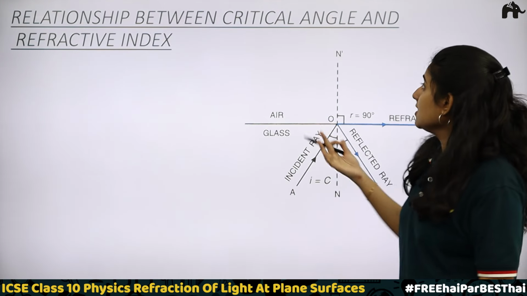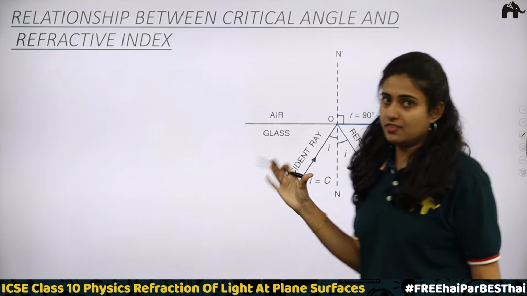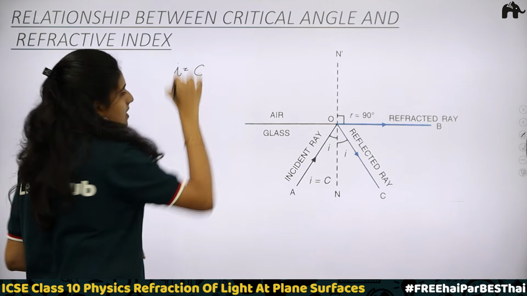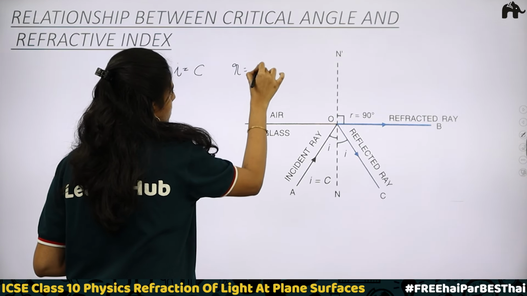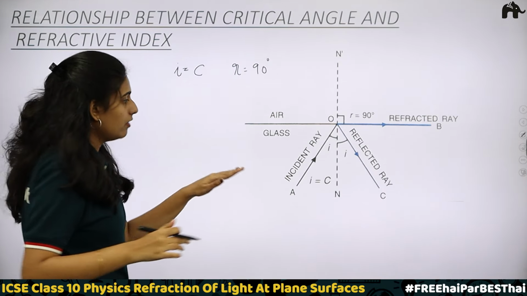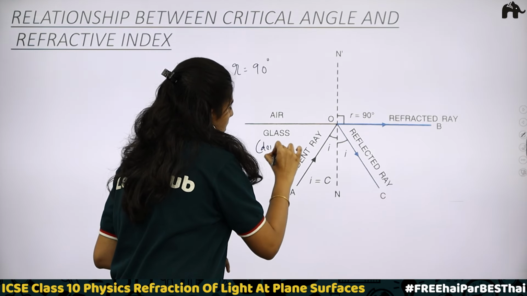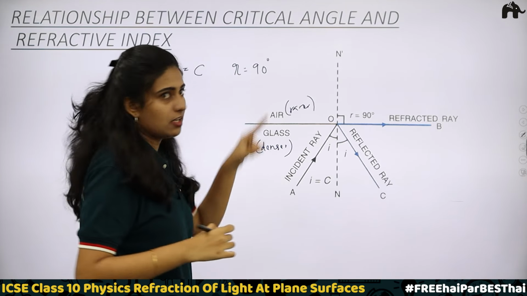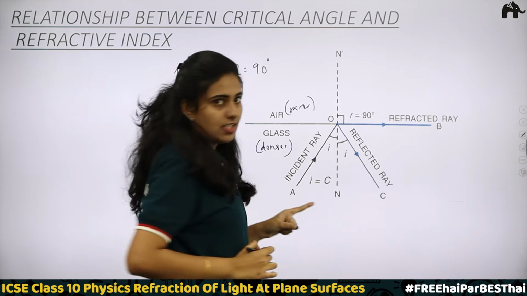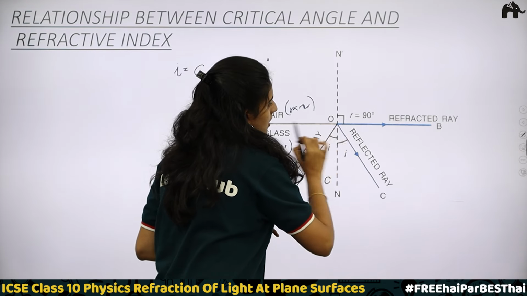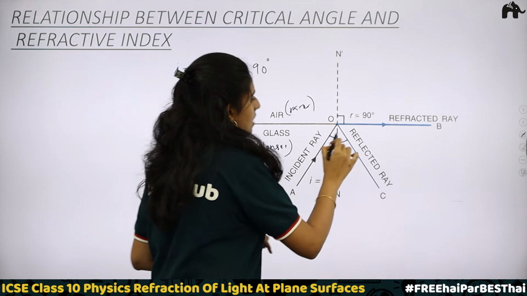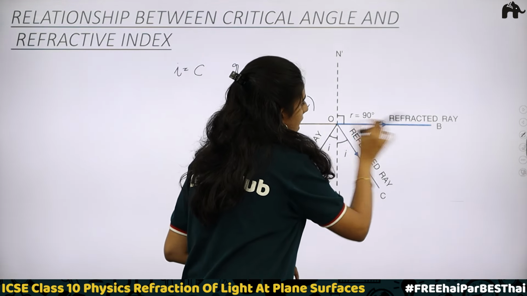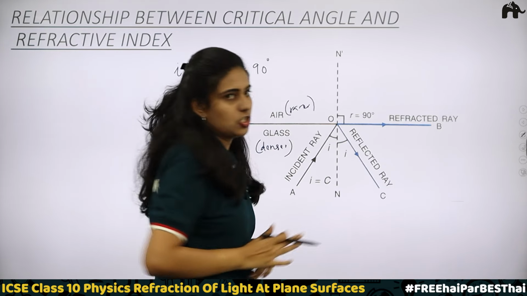Okay. Next is the relationship between critical angle and refractive index. Here we have taken the second case, that is when angle of incidence is equal to the critical angle, we know the angle of refraction will be equal to 90 degree. Here we have two mediums. This is your denser medium and this is your rarer medium. Okay, light is traveling from the denser medium to rarer medium. AO is your incident ray, which is incident on the separation of two medium. Okay, here what is happening? Reflection is happening and refraction is taking place. The refracted ray will be passing along the plane of separation of the two mediums.